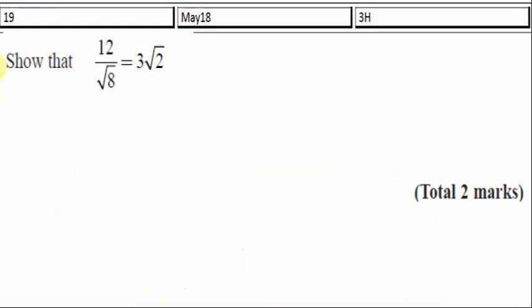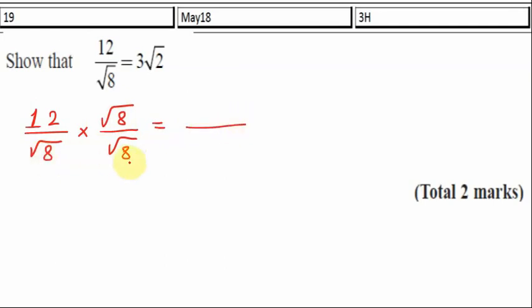Next question. Show that 12 over root of 8 equals 3 root of 2. Okay, my expression is 12 over root of 8. I need to simplify, or rationalize the denominator. How? By multiplying by root of 8 for both numerator and denominator. So in the denominator, root of 8 times root of 8 directly equals 8. Numerator, 12 times root of 8 is 12 root of 8.